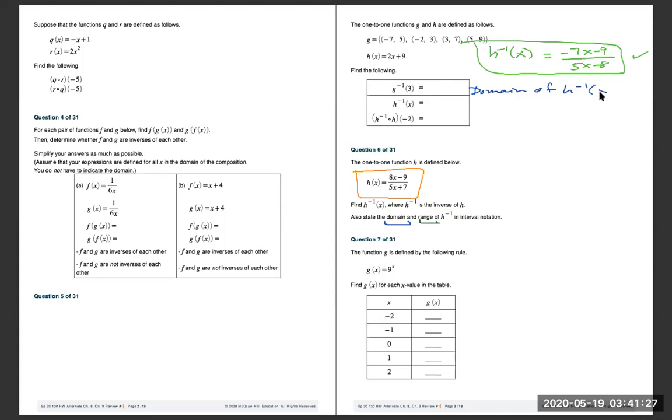Of h inverse of x, because you already have a function for h inverse, right? So the domain comes from the denominator or the root rules. We see that our denominator is 5x minus 8. And remember, we want to set that not equal to 0. And then we're going to solve back for x. So 5x cannot equal 8, and x cannot equal 8 over 5. Okay, so let's put the domain down here for h inverse of x.